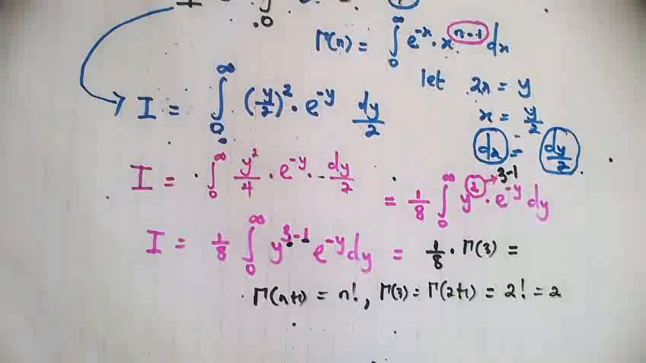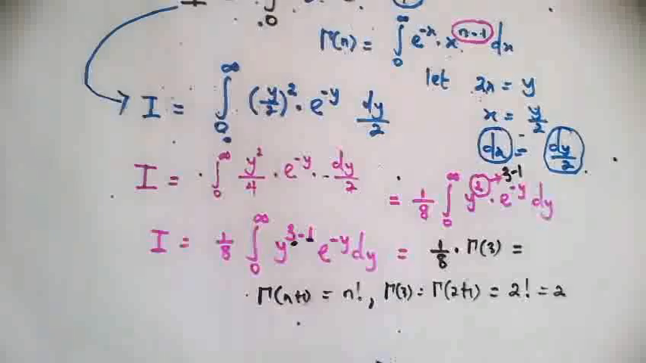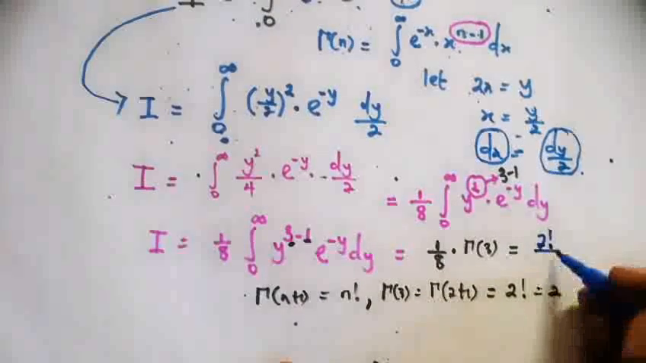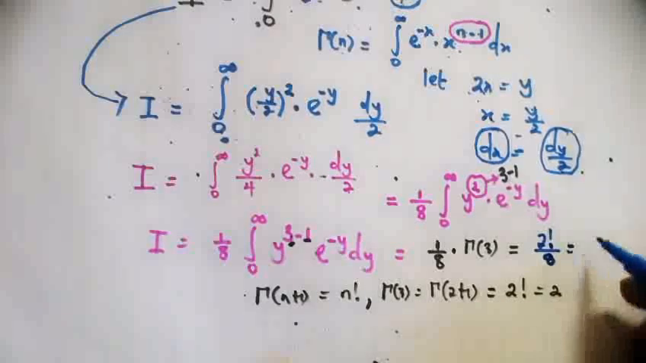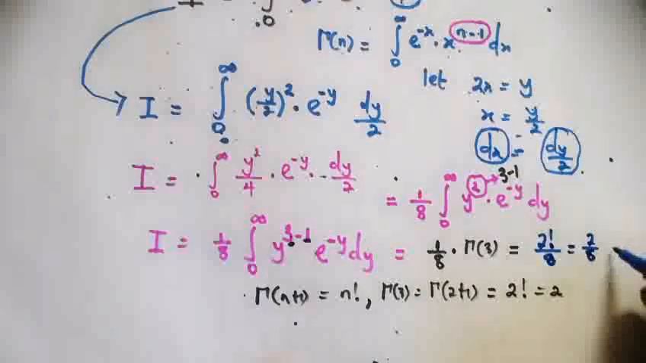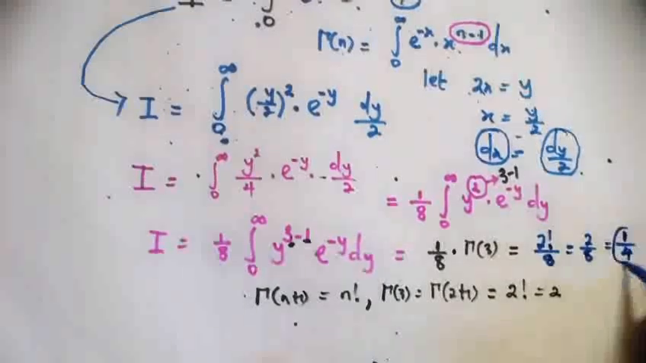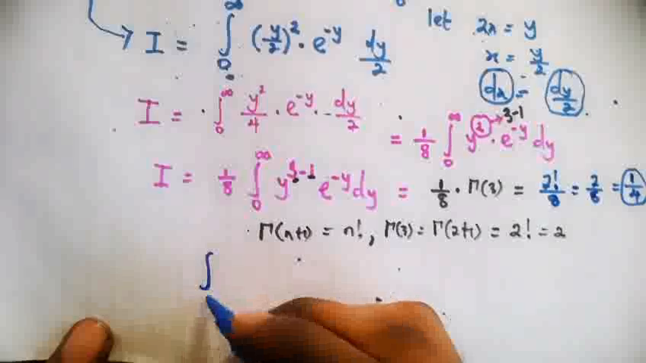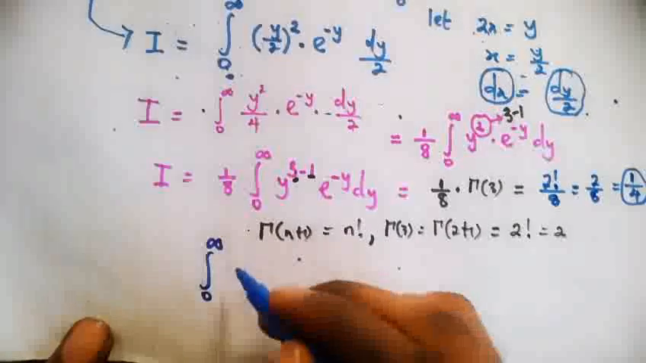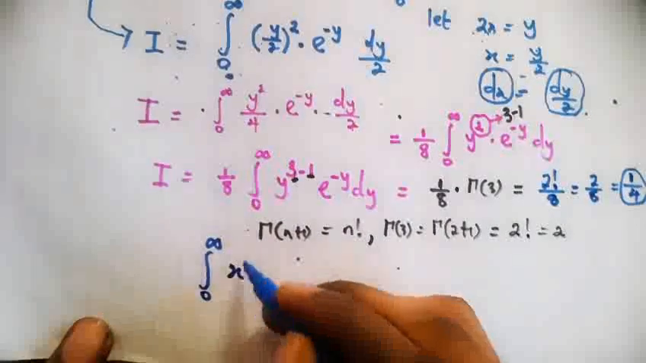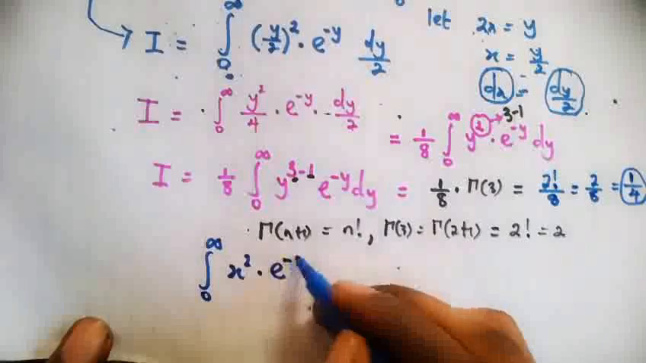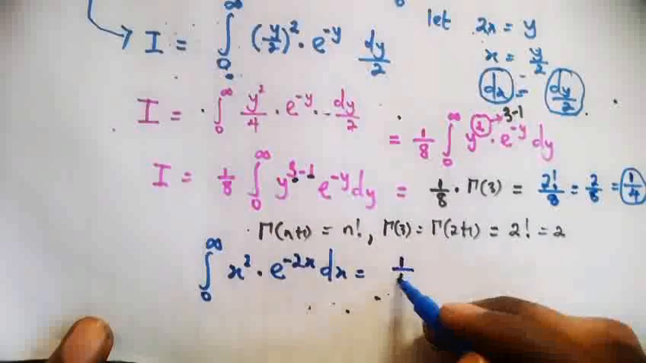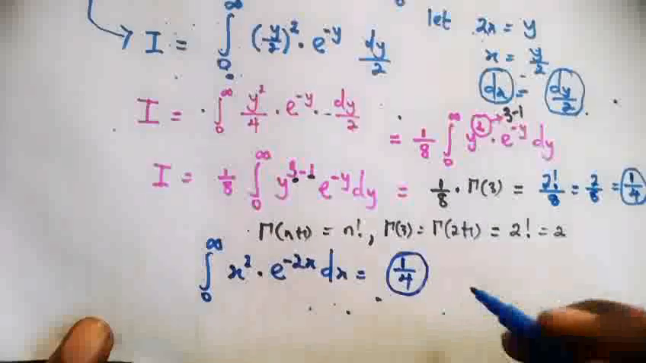So what do we have next here? We have this to be 2 factorial over 8, and that is equal to 2 over 8, giving us 1 all over 4. So we can say that the integral as x goes from 0 to infinity of x raised to power 2 times e raised to power negative 2x dx is equal to 1 all over 4 with the help of this gamma function.